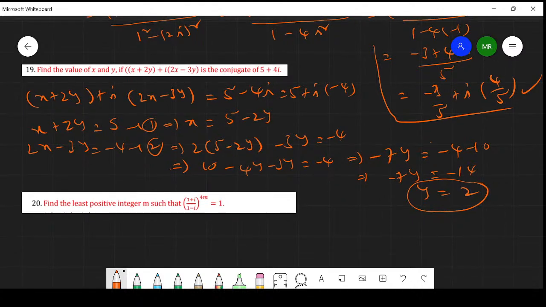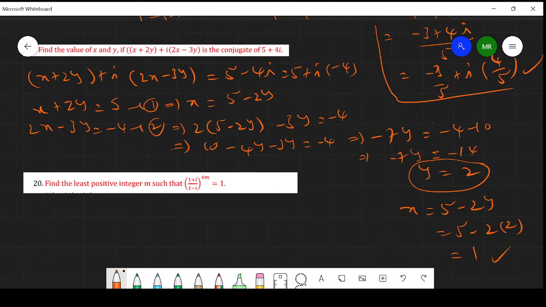But we know equation 1, here I have written x equal to 5 minus 2y. Correct. Use this one. Now x is equal to 5 minus 2y. So 5 minus 2 into 2, 5 minus 4. It will be 1. We got the value of x as 1.